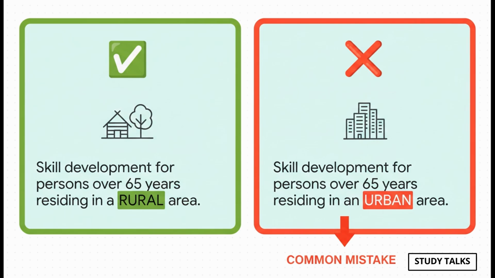Skill development for people over 65 is only exempt if they live in a rural area. The second the question says they're in an urban area or a metro city, or they might even name a city like Bangalore, that exemption is gone. The service becomes fully taxable. It's just a 1-word change, rural versus urban, that decides whether you get the marks or not.